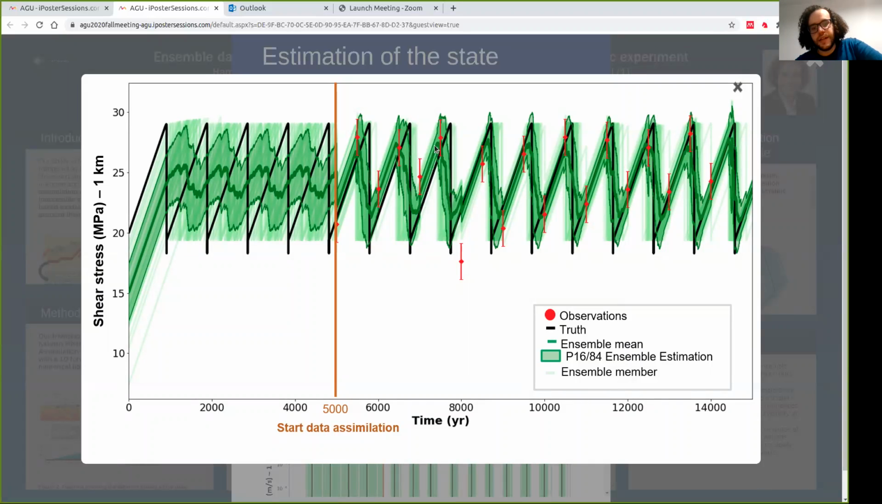And this solid green line represents the ensemble mean of my filter. This brown line represents the starting time where I am assimilating these observations. And as you can see here, before that time, I have a huge spreading of my ensemble, and it cannot resolve the different recurrence intervals and the earthquakes. But after I start with the data assimilation, we can start resolving those sharp falls and also the recurrence intervals of my sequence of events.